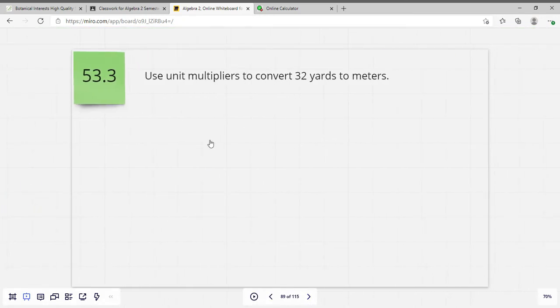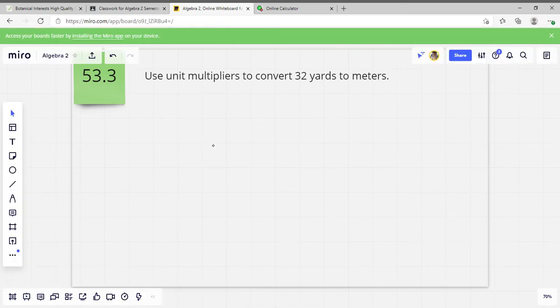Alright, this one goes from metric to standard. So use unit multipliers to convert 32 yards to meters. Yards is standard and meters is metric. Now if you're just using metric units, then you'll be able to just move your decimal point. But when we have to convert from metric to standard, then we need a converter. Alright, so we know there's 3 feet in 1 yard.